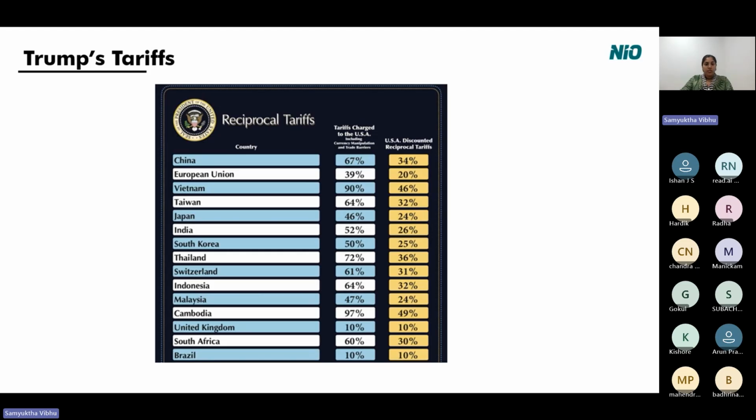So, this is what Trump has really been trying to do. He's been trying to say that, you know what, we are actually buying a lot more from the rest of the world. So, if we're buying more, then we need to sort of earn some money on that, on the goods that we're buying from you.